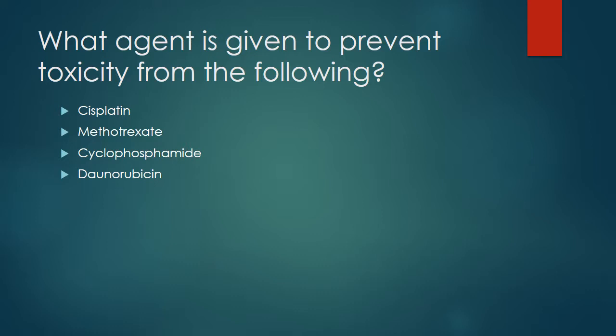What do we give to prevent toxicity from cisplatin? Amifostine is a good one. Lots of IV hydration is the other big thing, right? Because it prevents what type of toxicity? Yep, nephrotoxicity, absolutely.